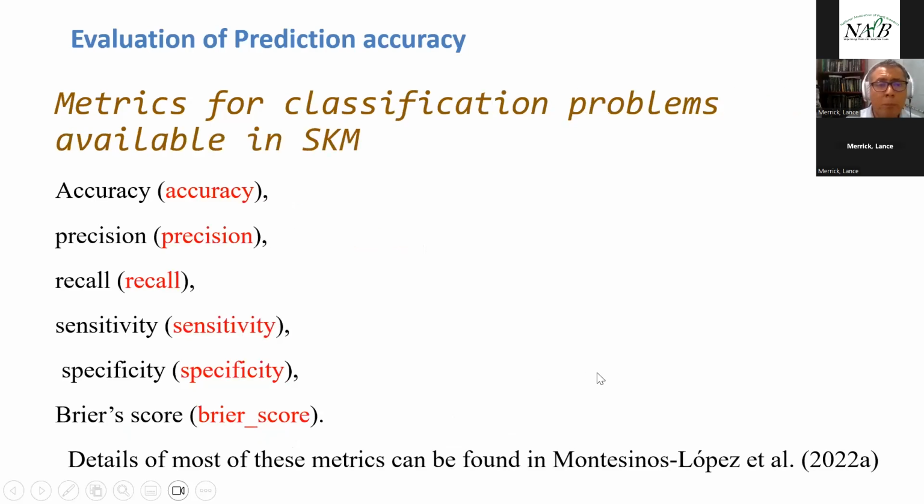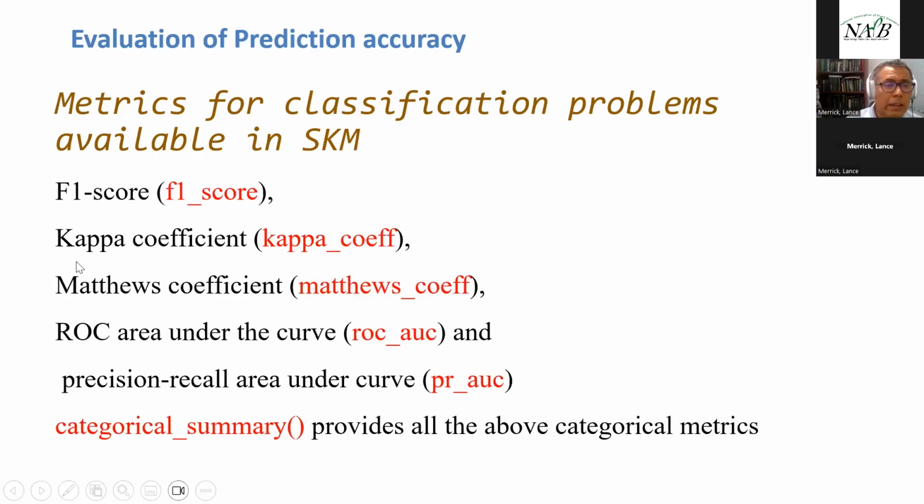And for classification problems, you can compute the accuracy using this function, precision, recall, sensitivity, specificity, Brier score, the F1 score, the kappa coefficient, the Matthews coefficient, and the ROC area under the curve using this function, precision, recall, area under the curve. And if you want to compute all of these classification metrics for prediction accuracy, you can use the categorical summary, which automatically computes all the metrics for classification problems.